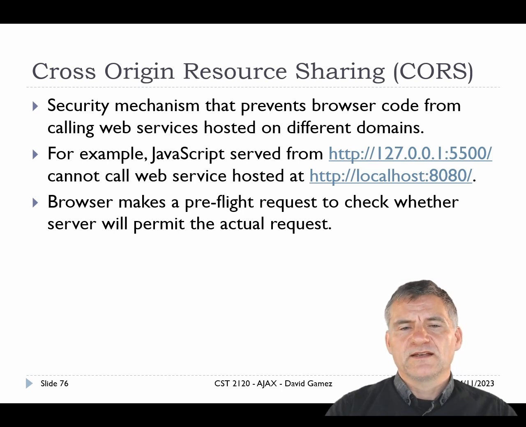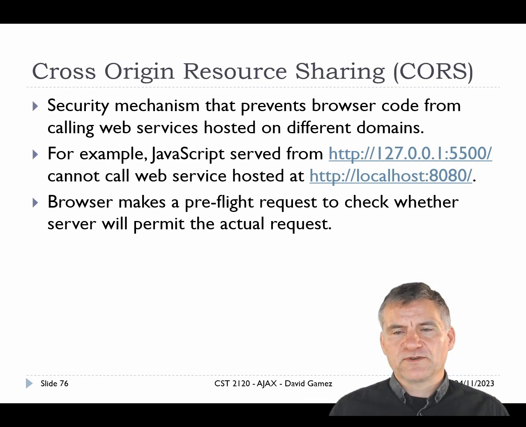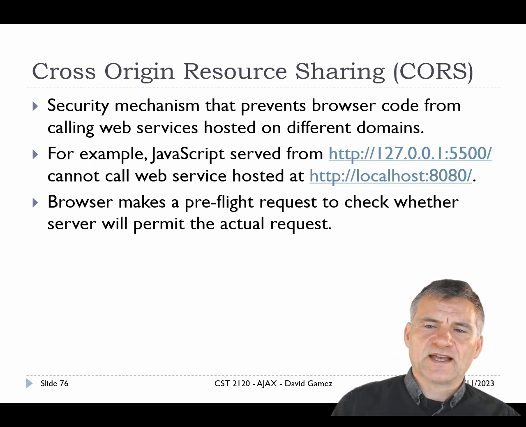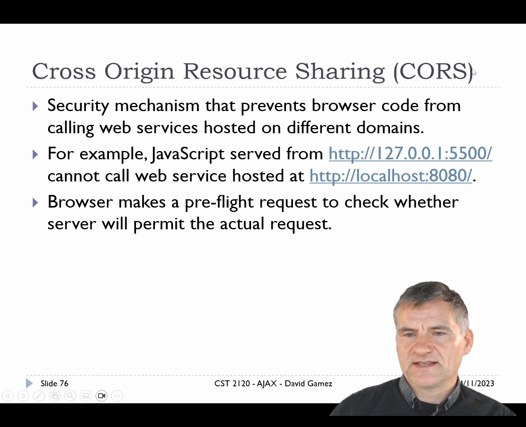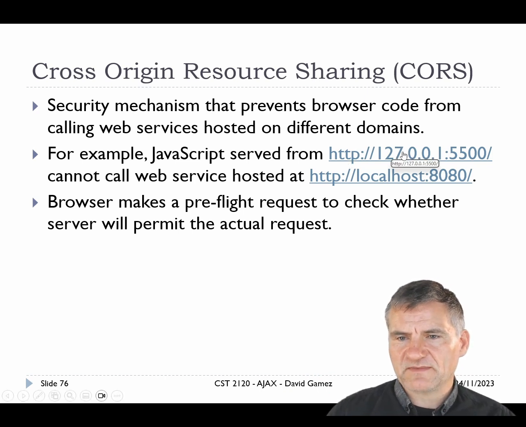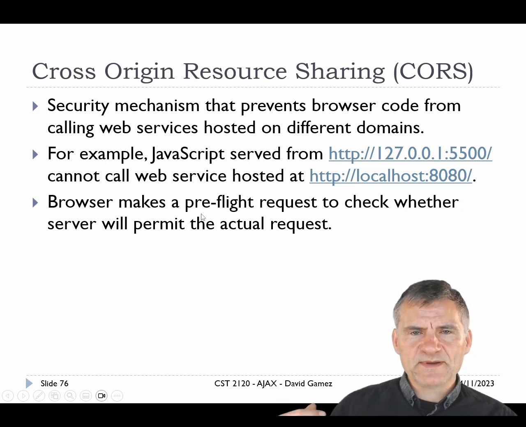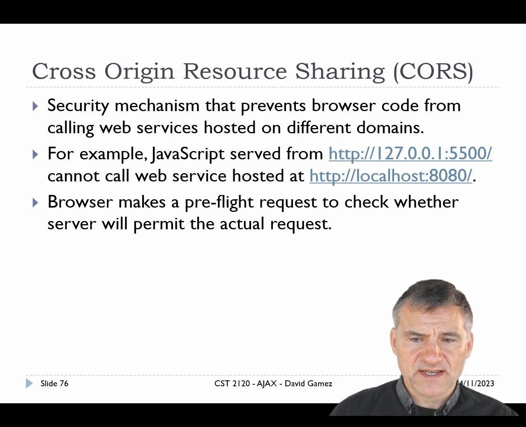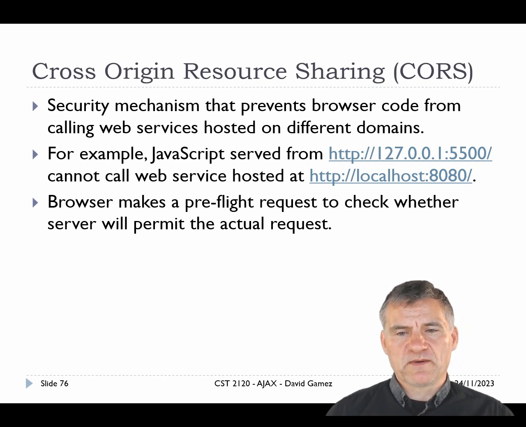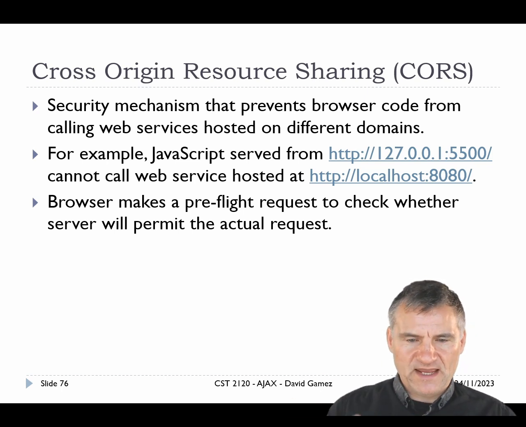So we've got JavaScript that's running on the local server, for example 127 blah blah blah. It can't call a web service that's hosted on a different domain. So this is the domain for the JavaScript code, and this is the domain of the web service. What happens is within the browser, it makes what's called a pre-flight request. It just pings the server to see whether the server will permit the request that it really wants to make.